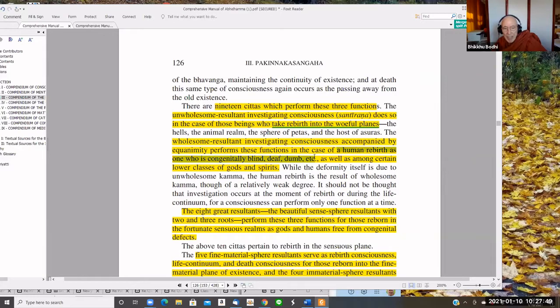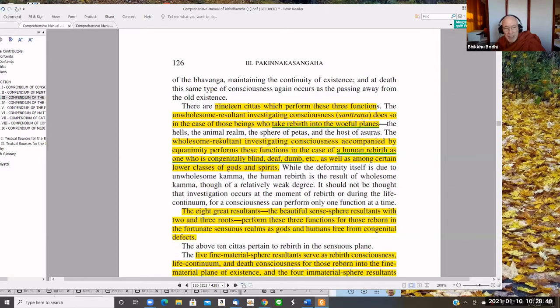Okay, then in the case of a human rebirth, for human beings who are congenitally blind, deaf, and dumb, or who have some inherent mental defect in the functioning of the mind, not a psychopathological condition, but an inability to understand things clearly, like what they call learning defects and so on, as well as among certain lower types of gods and spirits, it is the wholesome resultant investigating consciousness accompanied by equanimity.